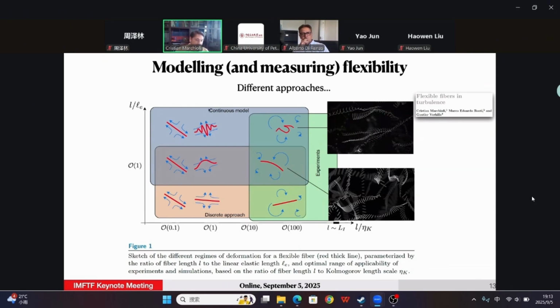So you have numerical models, which are classified as continuous or discrete, which focus on relatively shorter fibers. Experiments are typically studying much longer fibers. And as you can see here, there is a sort of overlap between numerical and experimental approaches. This is exactly the range of parameters that we are exploring, because in this case, we can also validate our results through experiments. As I said, we are using a numerical approach, which is the discrete approach.